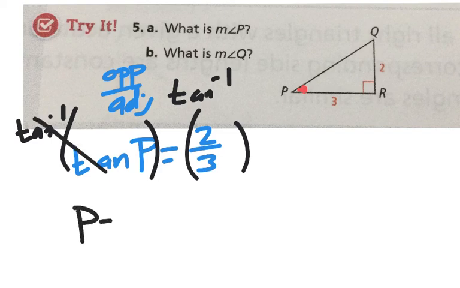And now to solve for P, I'm going to take an inverse tangent of both sides. And so now I'm going to get P equals the inverse tangent of 2/3, which is going to give you about 33.7 degrees if you put that in your calculator.